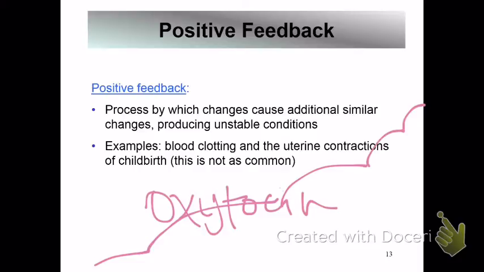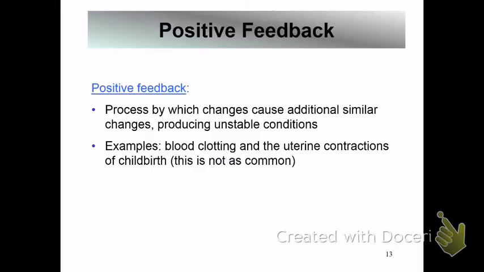Another example is blood clotting. When it starts to clot, it may clot more and more. And then another example would be white blood cells. Once you start making an immunity, you continue to make immunity.